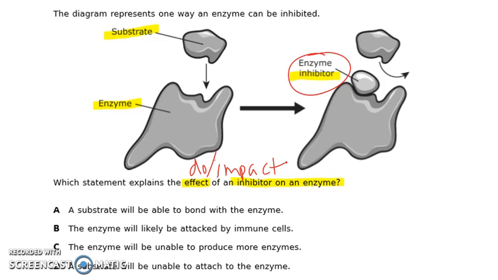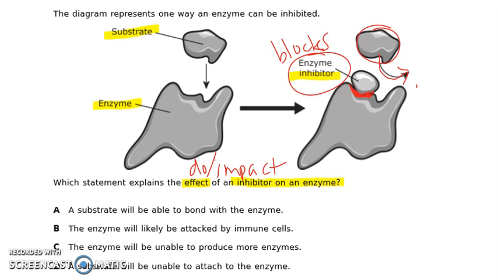When we look at the enzyme inhibitor, we can see that it is right here in this space of the enzyme. And we can see that the substrate, it looks like it's coming in, but then it has to leave. It's unable to attach into the enzyme. So one way to think about an inhibitor is that it blocks the substrate from being able to work.